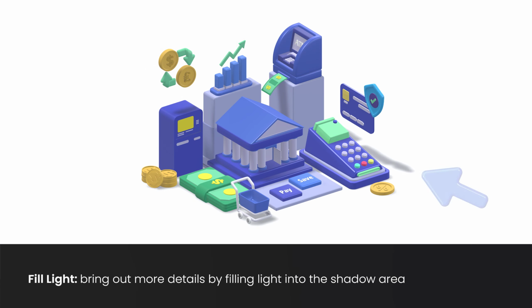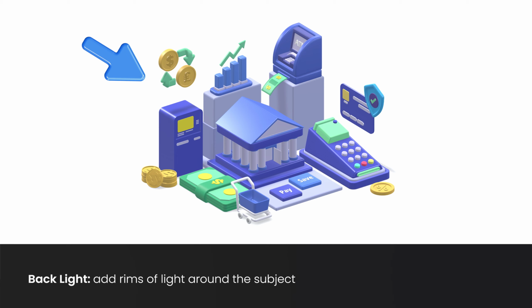Fill light will be in the opposite position to the key light. It fills more light into the shadow area that the key light creates to bring out more detail of the subject. Basically, the fill light will not be as intense as the key light in terms of intensity. And the backlight shines on the subject from behind. This creates rims of light around the subject that help the subject stand out and separate from the background, making the whole composition more visually interesting.